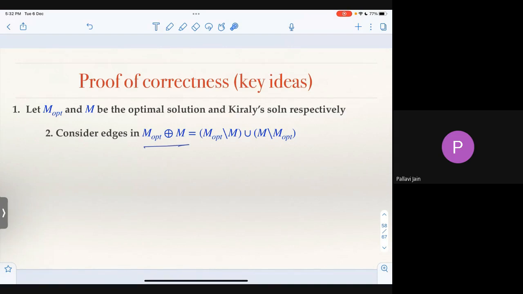So now, can you tell me, if I just look at these edges, how does the graph defined on these edges look? You all have done a course in graph theory, haven't you?